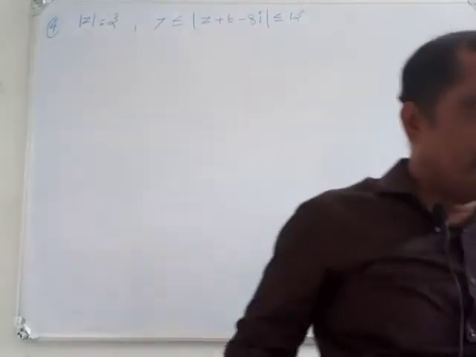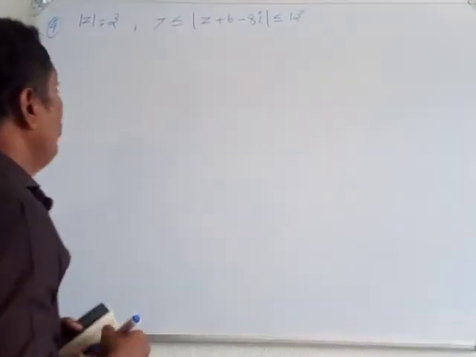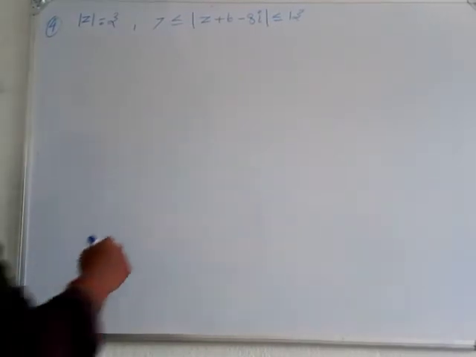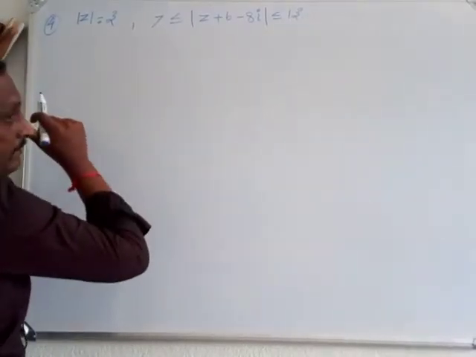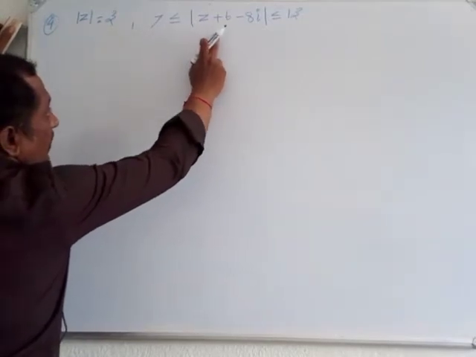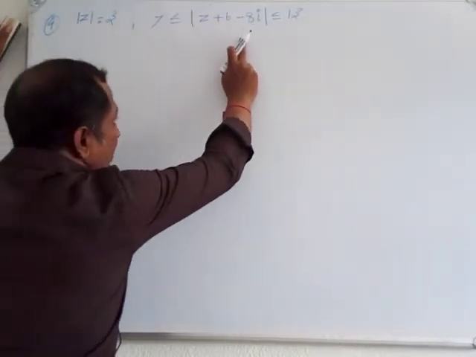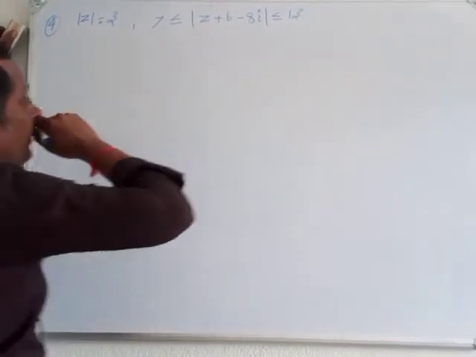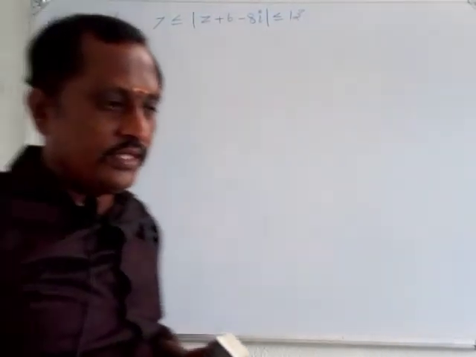Next exercise, the fourth question. What is given, sir? Modulus of z is equal to 3 is given. We have to show that 7 is less than or equal to modulus of z plus 6 minus 8i, less than or equal to 13. Proof. How to prove this one, sir?